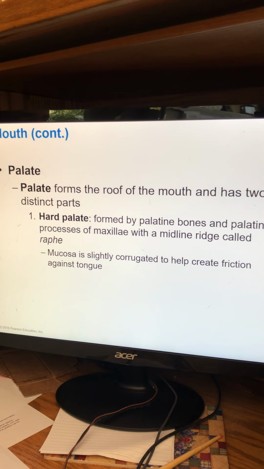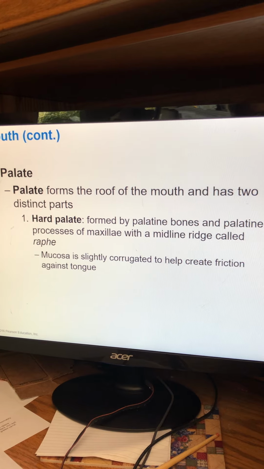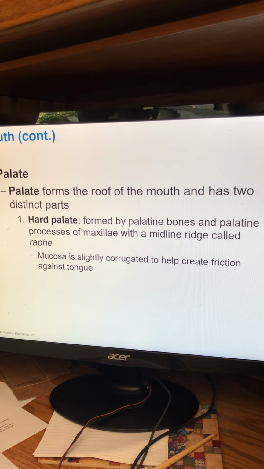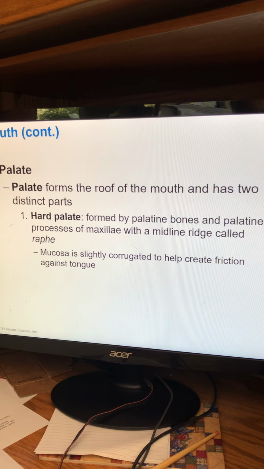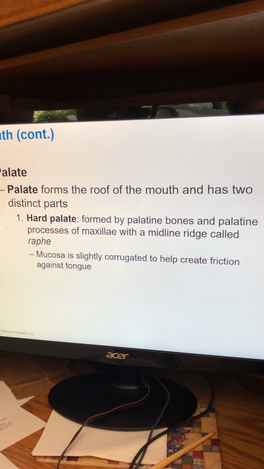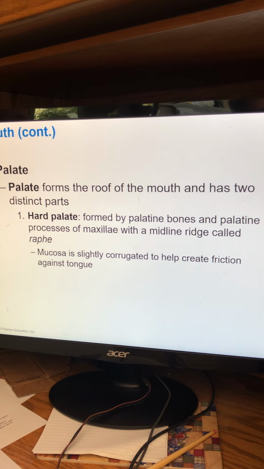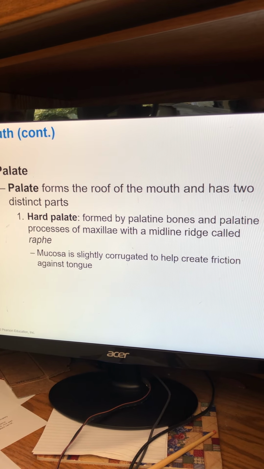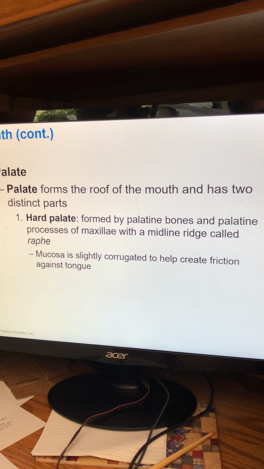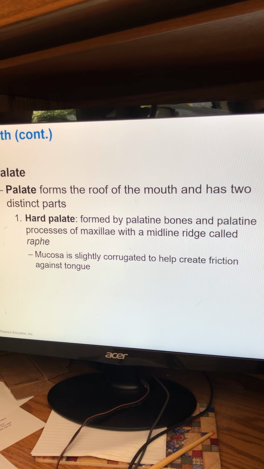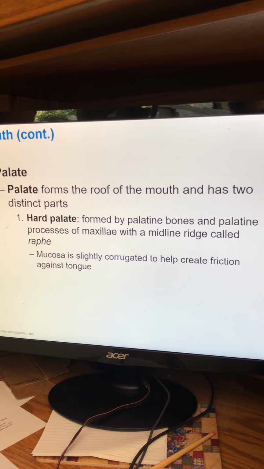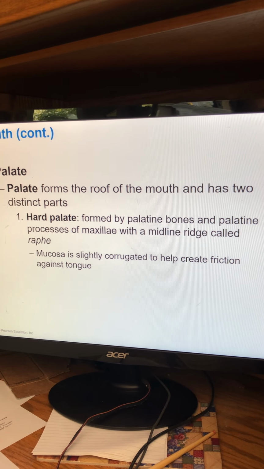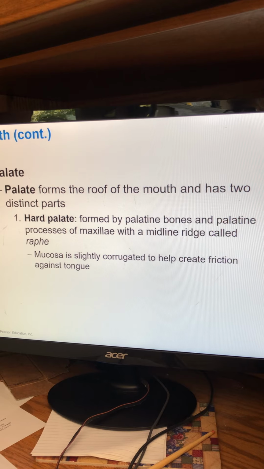The palate itself, as I mentioned before, is going to form the roof of your mouth, and it has two distinct parts. One is going to be the hard palate, which is made up of the palatine bone and the palatine process of the maxillary bone. And if you've ever run your tongue over the roof of your mouth, you'll feel that it's slightly corrugated. So that also, like all the things that we talked about with the respiratory system, has a purpose.